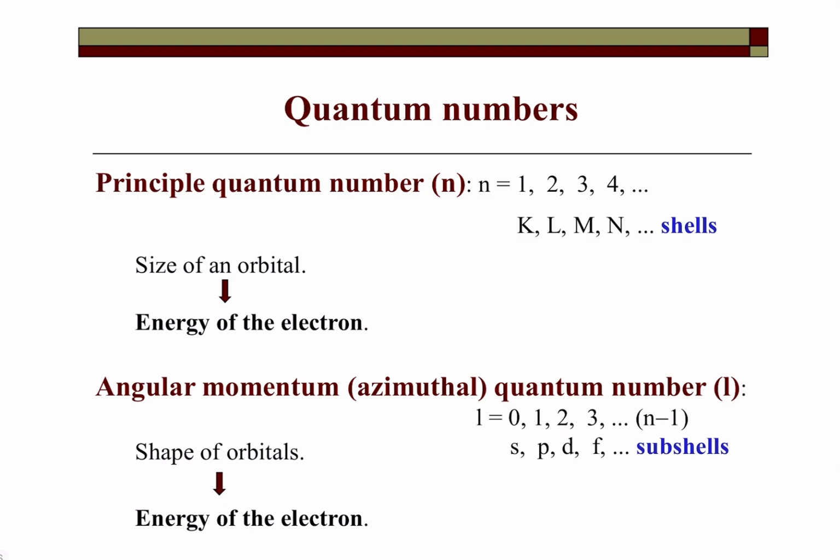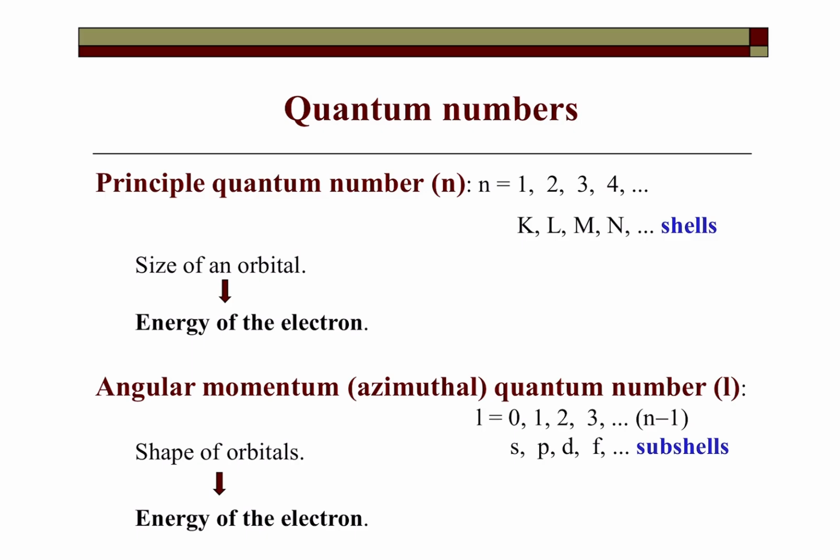The first one is the principal quantum number, which is shown by n. N is a natural number which starts with 1, 2, 3, 4. For every number we can use an alphabet name: 1 is K, 2 is L, 3 is M, 4 is N. It shows shells, which are around the nucleus in the atom. N shows the size of the orbital and the energy of the electron. It's very important.